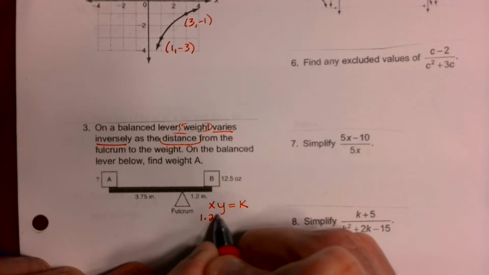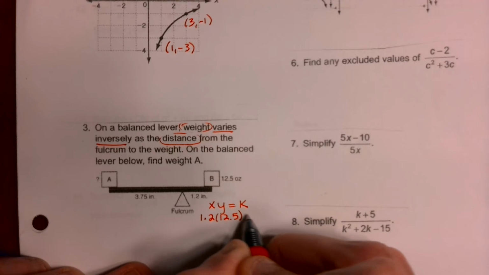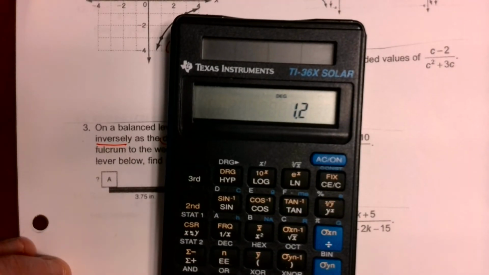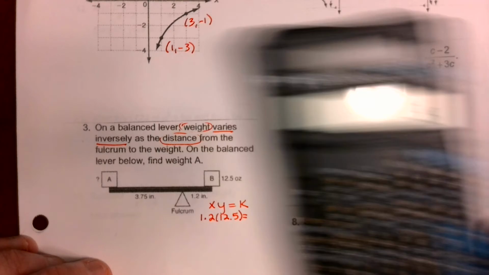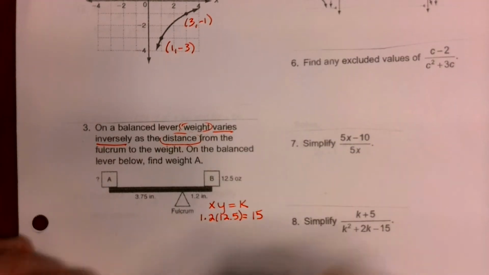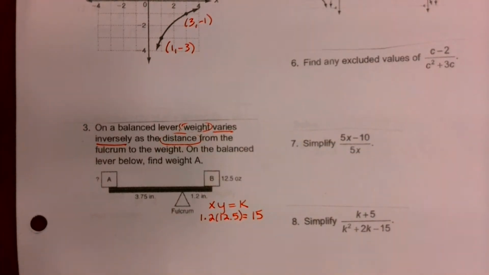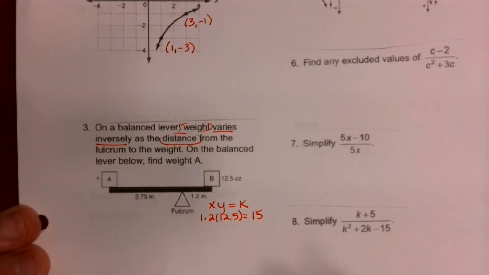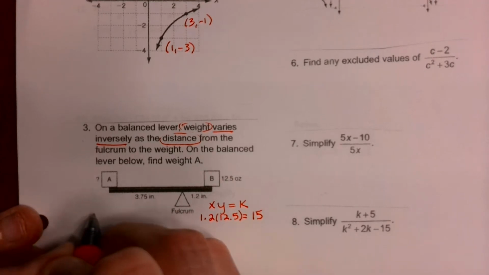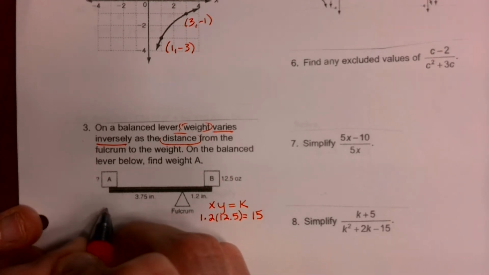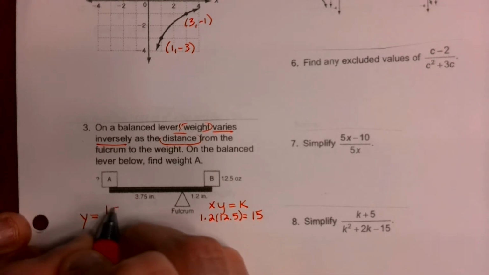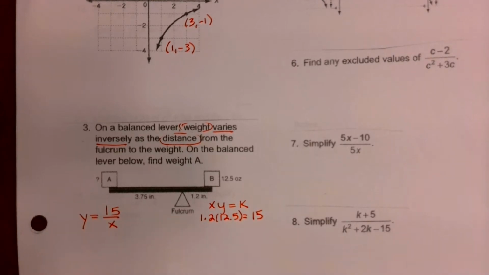What is 1.2 times 12.5? And the answer is 15. 1.2 times 12.5 is 15. Okay, so that's our k for anything. So now it's saying, okay, but what happens over here then? So again, you can use xy equals k, or you can use your formula, because now you know k is 15.